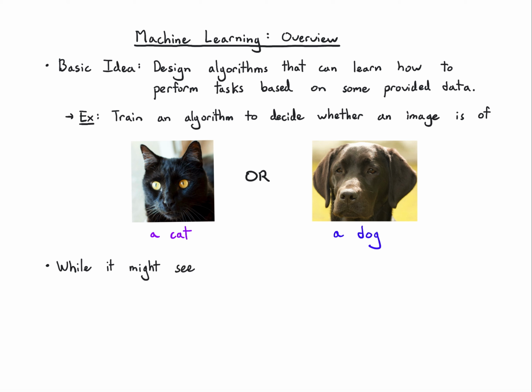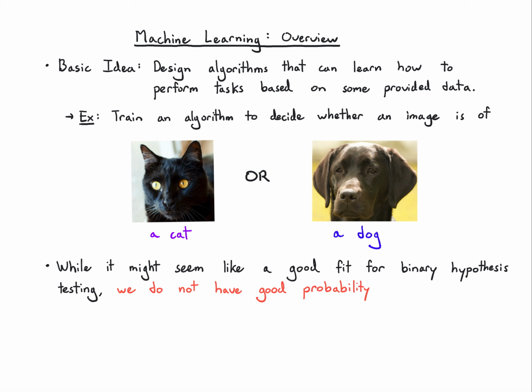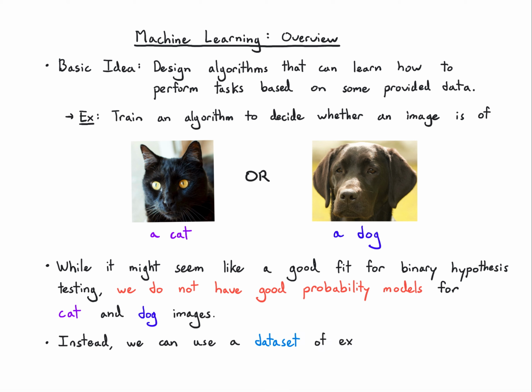Now, this actually might seem like a really good fit for something we've already learned about, which is binary hypothesis testing. But the problem is, who's going to give us a probability model for cat and dog images? There are no good probability models that we have access to for these kinds of images, unlike the scenarios that we've been looking at in detection. But what we could do is collect a data set of example images. Maybe I give you quite a few images of cats and quite a few images of dogs, and your job is to design a decision rule based on those examples. So that's machine learning in a nutshell.